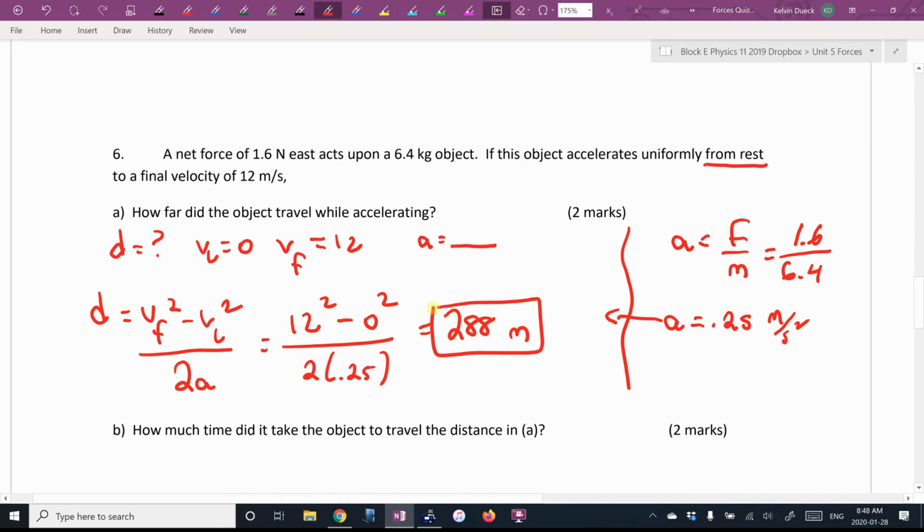Meters. If you got that, 2 out of 2. Otherwise, I would probably give you a half mark for that, half mark for the answer, half mark for that, and a half mark for the acceleration.